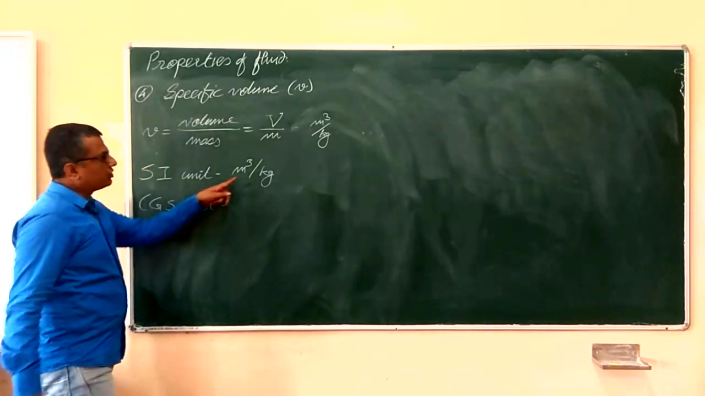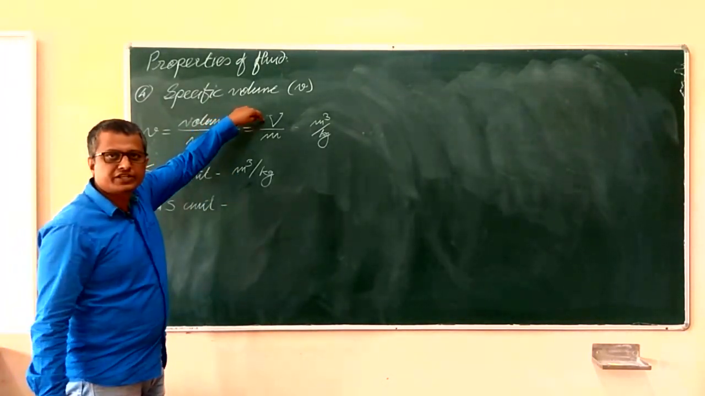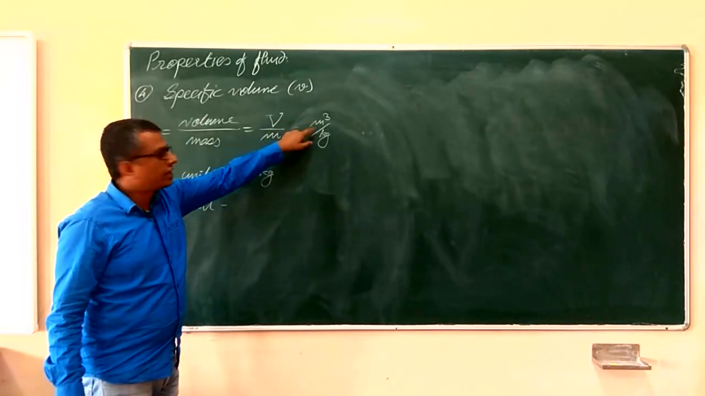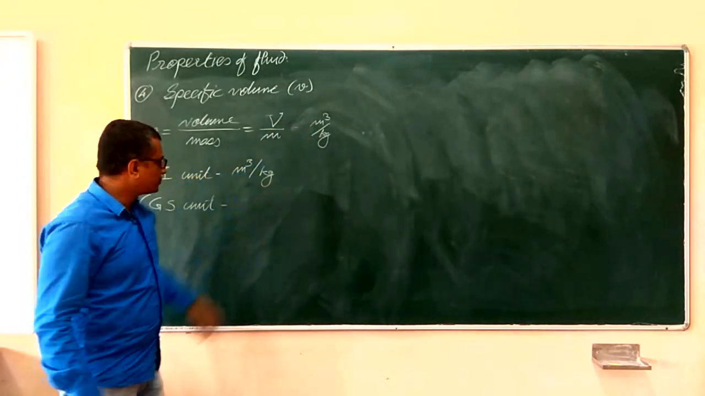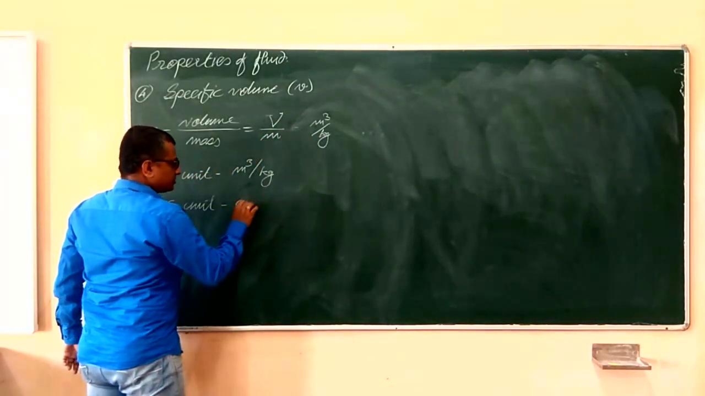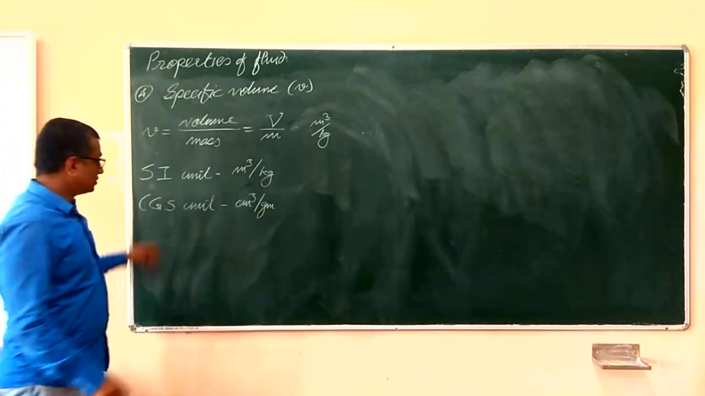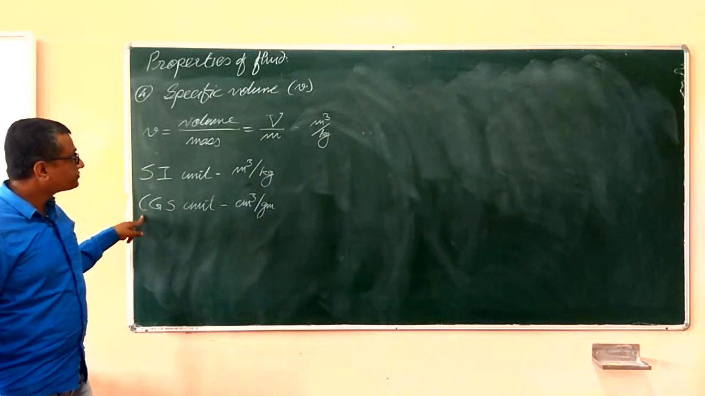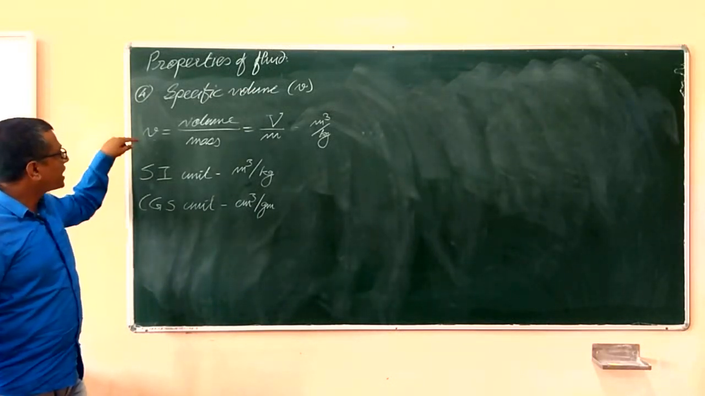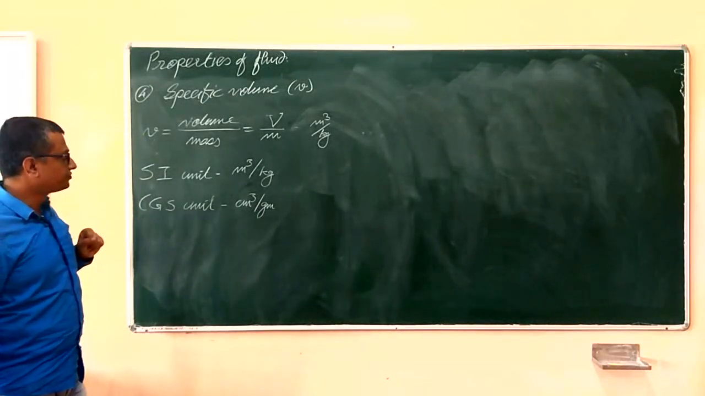The CGS unit will be, the volume in CGS is measured in terms of centimeter cube and mass is measured in terms of gram. So the CGS unit will be centimeter cube per gram. That's what the CGS unit is. Let us check out the dimensions of the specific volume.